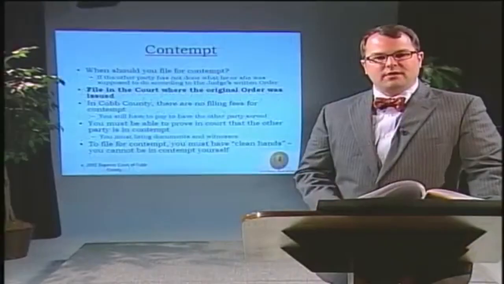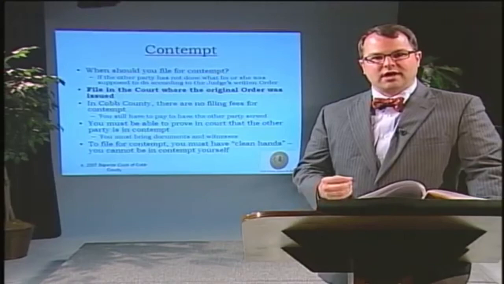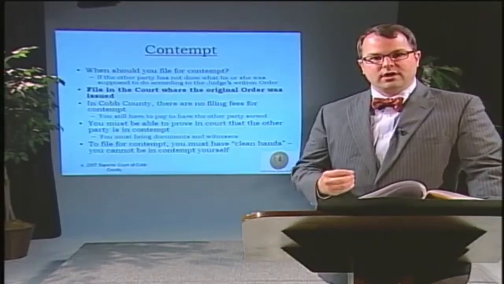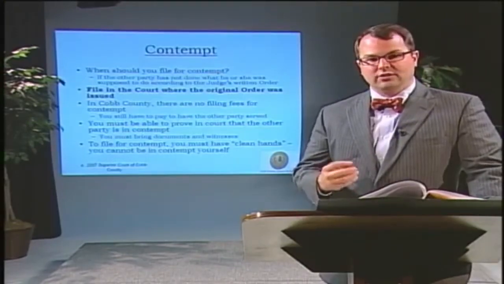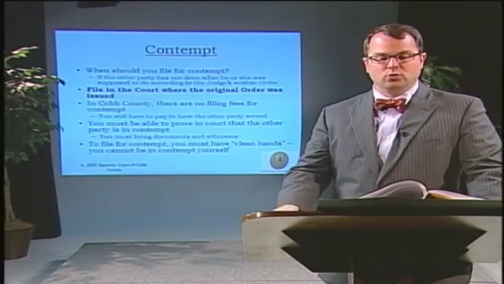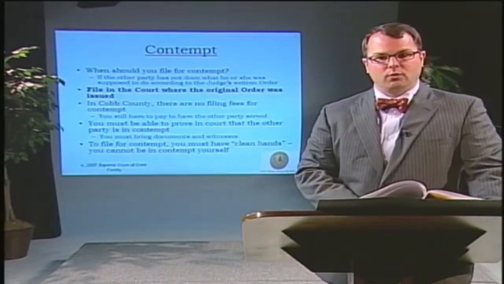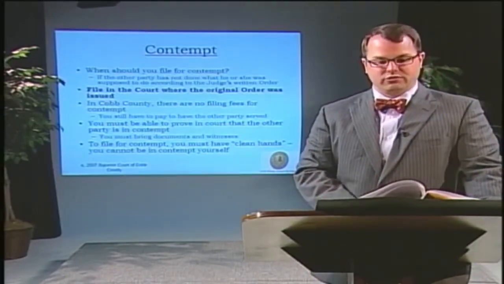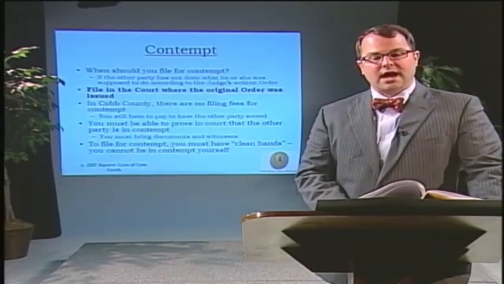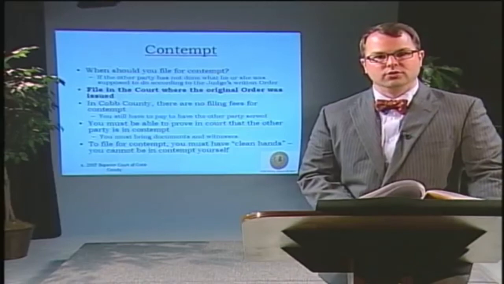For example, if you obtained your divorce in Cobb County, and it was a Cobb County order of divorce, and the person that you divorced now lives in Cherokee County, you wouldn't file the contempt action in Cherokee County where they live as you normally would. You would actually come back to Cobb County and file it in the court where the original order that is being violated was issued. In Cobb County, there are actually no filing fees for a contempt action, which is also an exception to a rule that I talked about earlier.